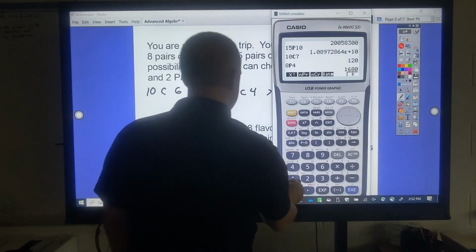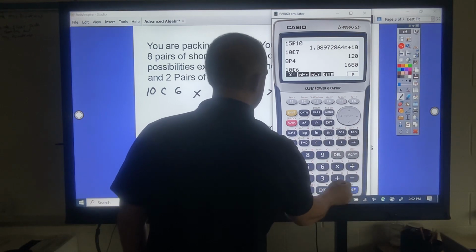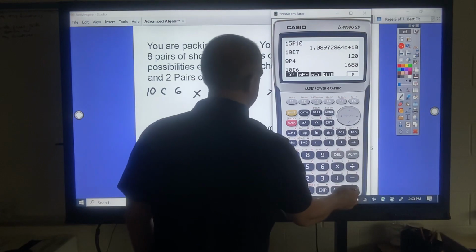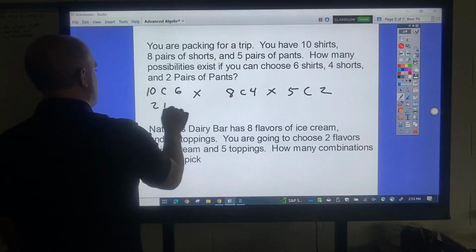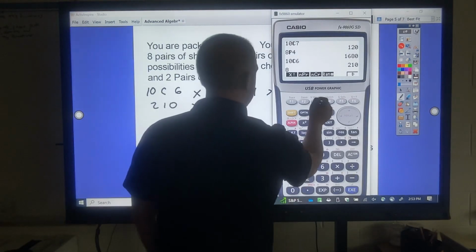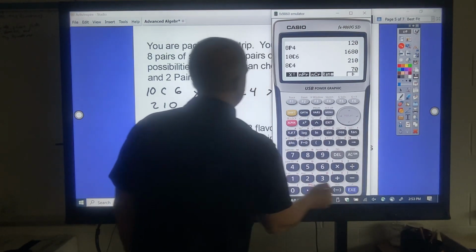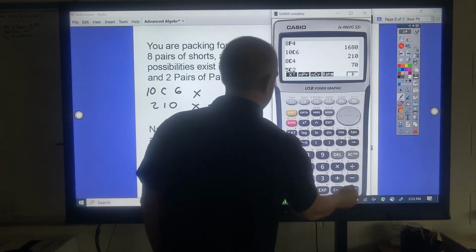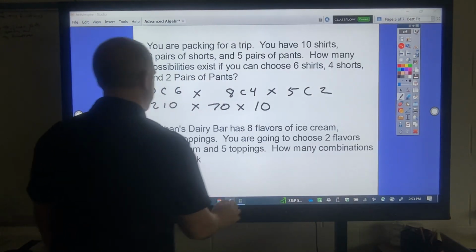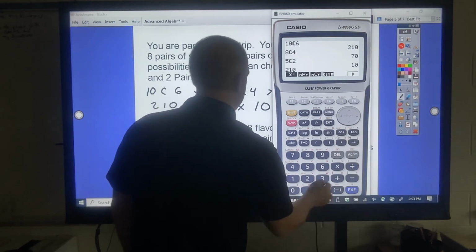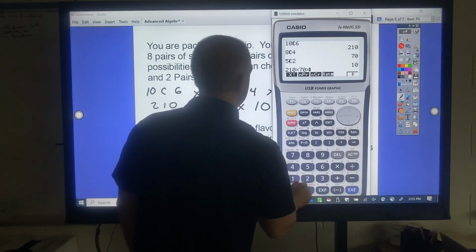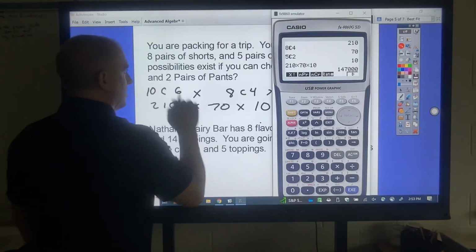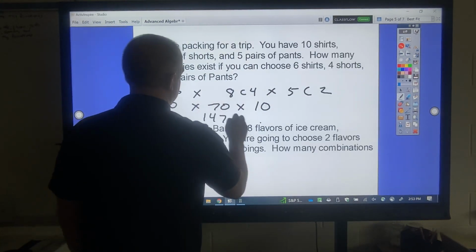So 10C6 is 210, times 8C4, which is 70, times 5C2, which is 10. Then we just multiply all those: 210, 70, 10. And that's the number of possibilities. 147,000.